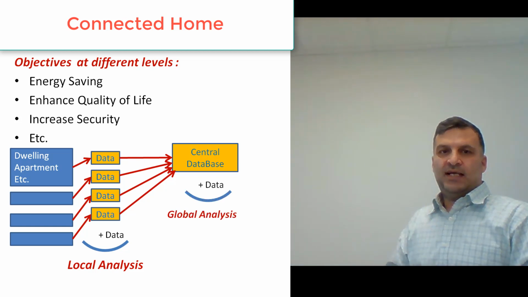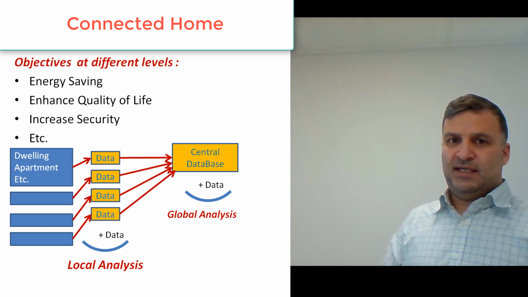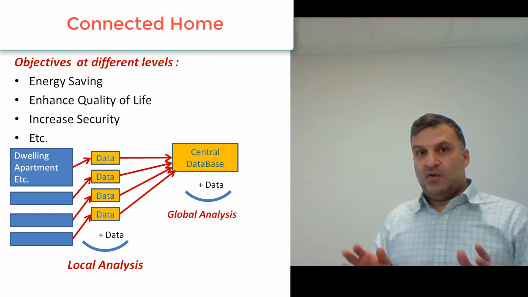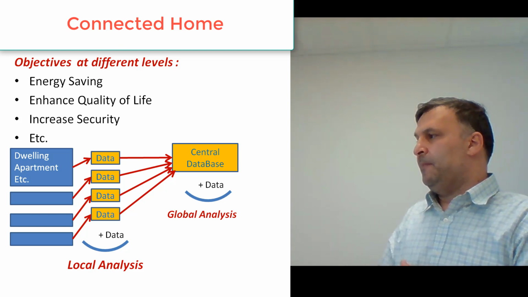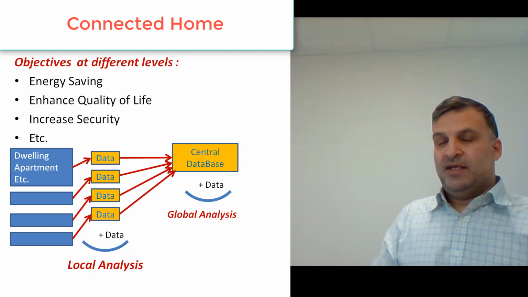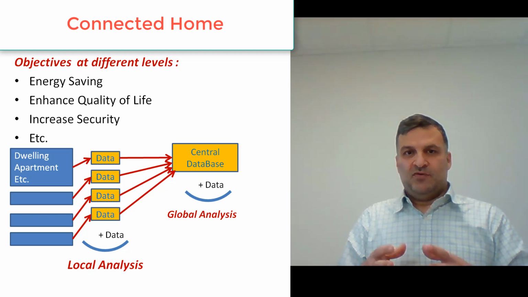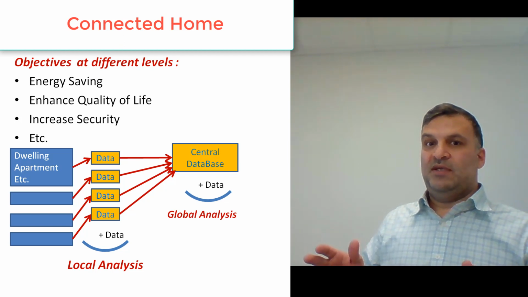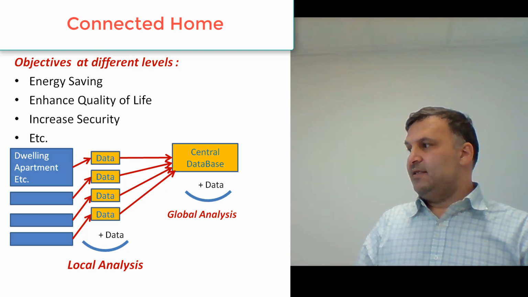What happens at the central database? We also add necessary data in order to make a global analysis. We can get an idea about the whole building, or a whole neighborhood, or a specific system, social houses, for example. We can also add some additional connected information that comes from global sensors, for example, the common parts of a building, the gates, etc.